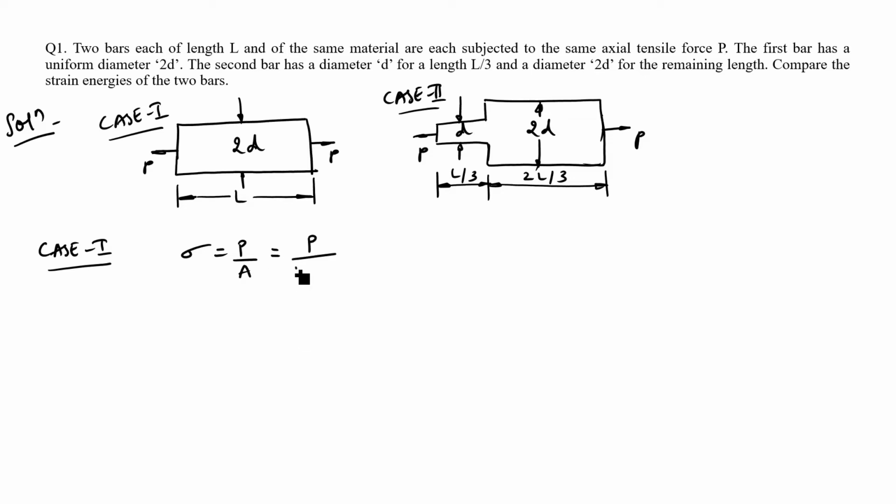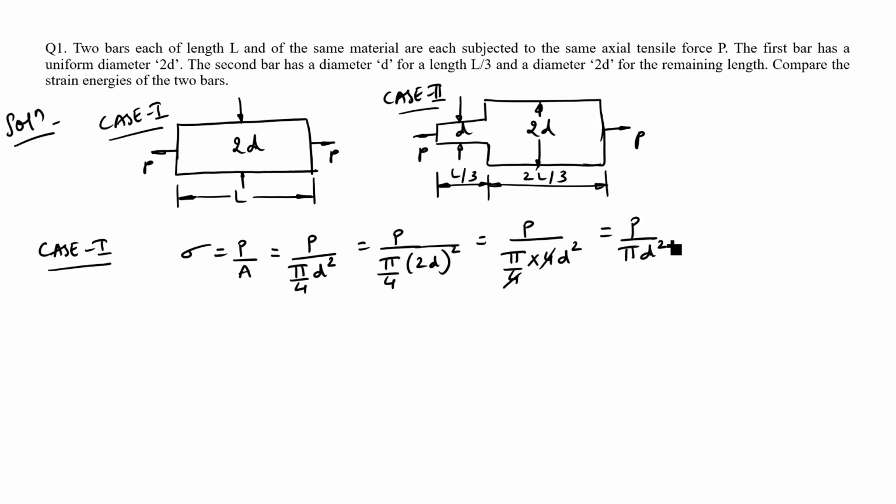Area is pi by 4 d square. But here the diameter is not d, it is 2d. So this will be P upon pi by 4 into 2d the whole square. So this will be P upon pi by 4, 2 square is 4, and d square. So this 4 gets cancelled and what remains is P upon pi d square. So this is the formula which I can use for stress.